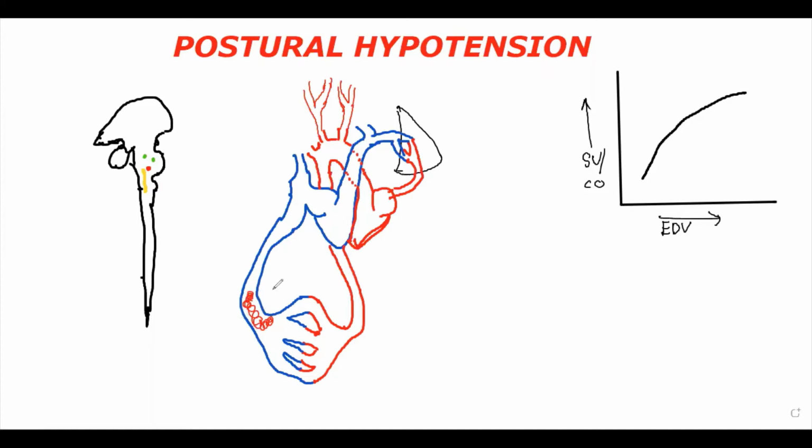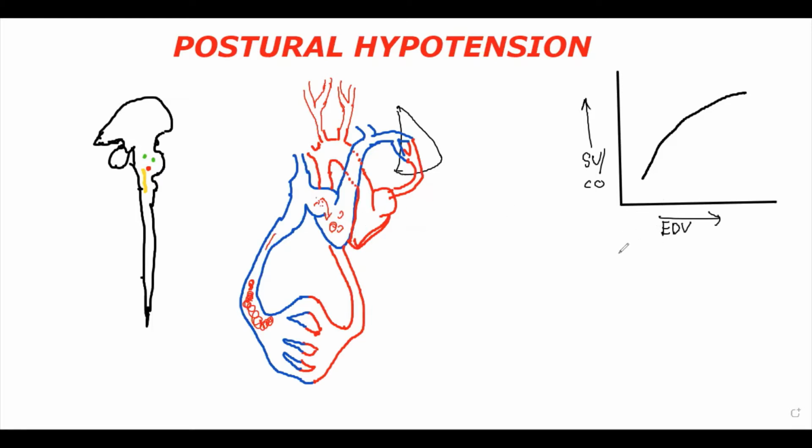as more blood accumulates in the veins, it cannot go to the right atrium because of gravity. So there will be less venous return, and as there is less venous return, less blood will come to the right atrium, and eventually less blood will come into the right ventricle. If there is less blood in the right ventricle, then the end-diastolic volume will decrease.